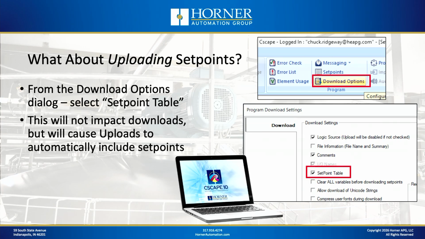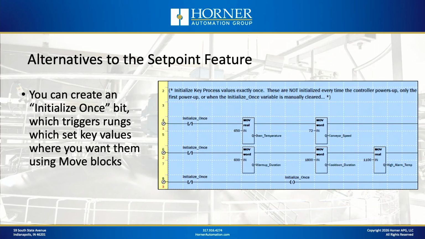Well, to make that happen, you need to go to the Download Options dialog, which is available directly below the Setpoints button, and make sure that the Setpoint table is checked under the download options. Now, it won't affect your download, ironically. It'll really just affect your upload. So again, if that option is checked, every time you do an upload, you'll not only get your program, you'll also get the Setpoint table.